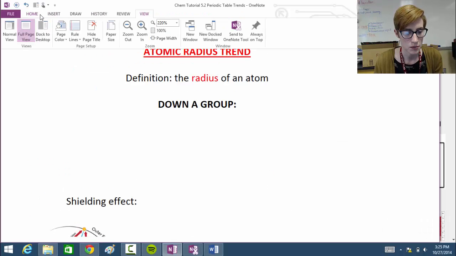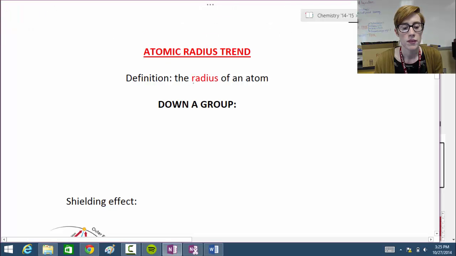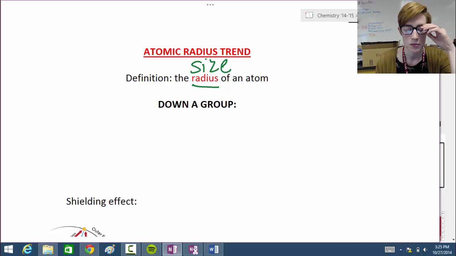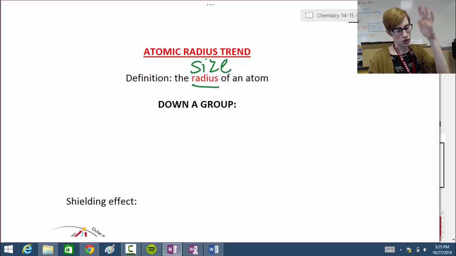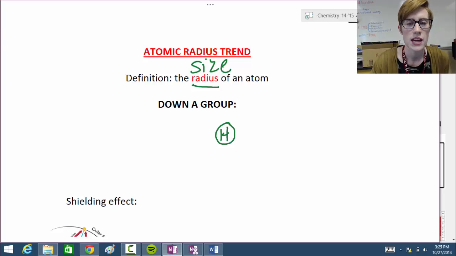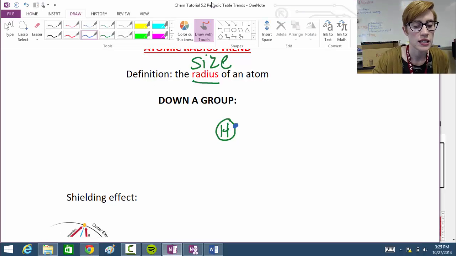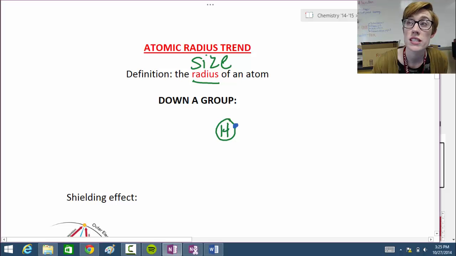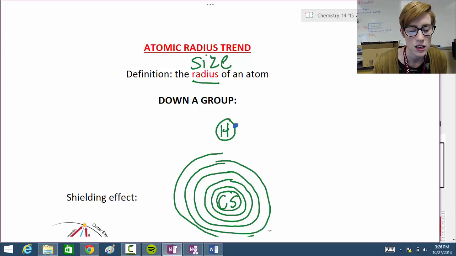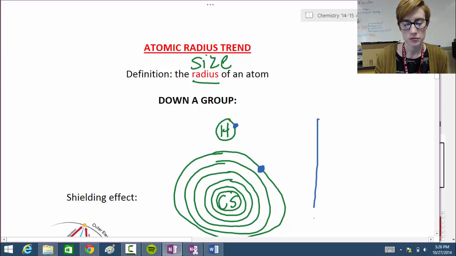The atomic radius for an atom is essentially the size of an atom. So when I say radius, I'm also referring to the size of an atom. Down a group, if I'm looking at a group and it's going downward, so like here is hydrogen, it's got one energy level and it's got one electron on that energy level. But if I look down the trend, at something like cesium, cesium is in period 6, which means it has 6 energy levels. So as you go down a group, the radius increases.